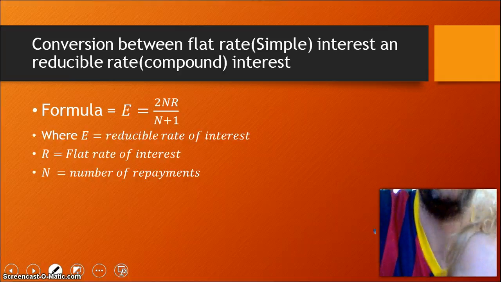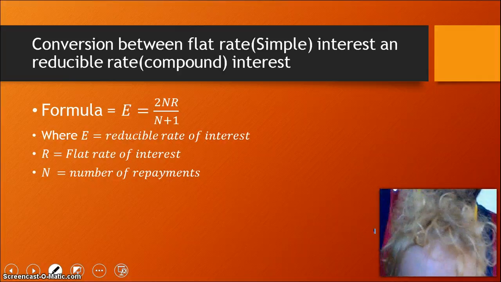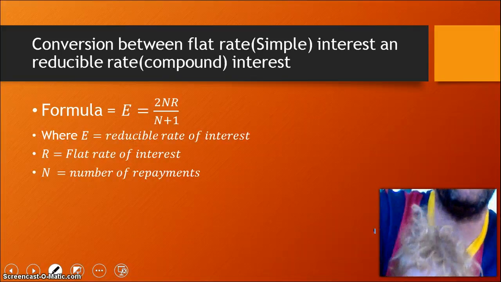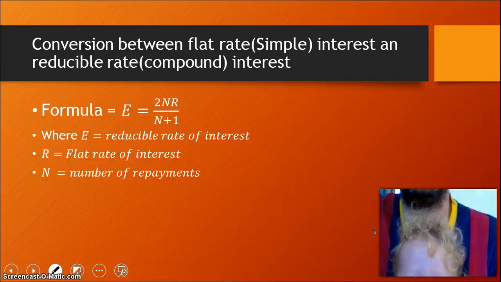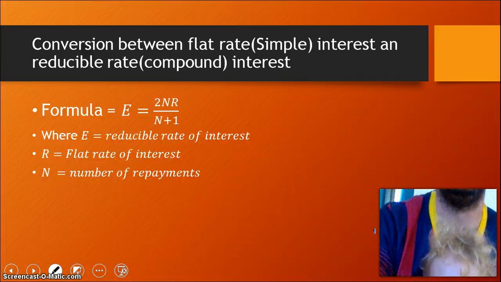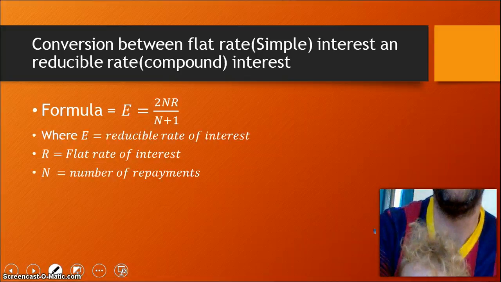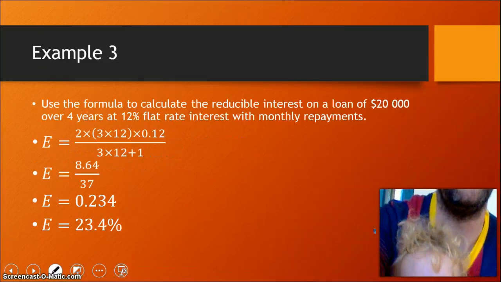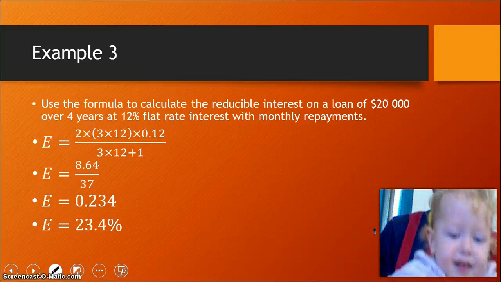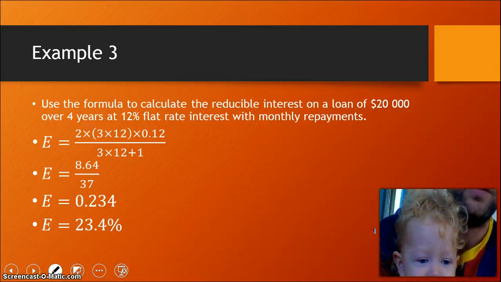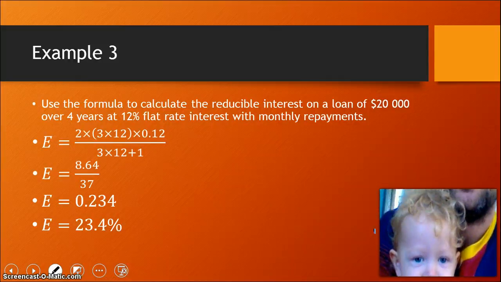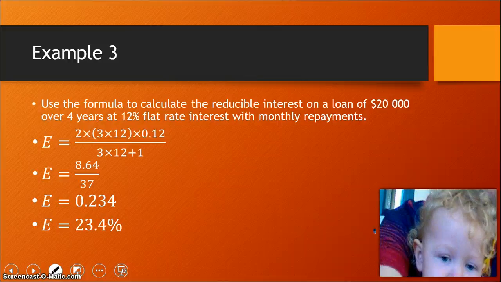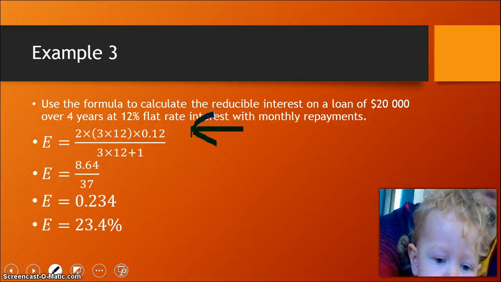So, last two. These are the more advanced questions. I'm going to go through one example and then I'll leave you to it. So here's our formula. This one you don't get on your formula sheet either. It's a conversion between flat rate simple interest and reducible rate or compound interest. You'd be given that in the question if it's in the HSC. To do our repayments, essentially all we've got to do is convert between the two. So here's our equation. I've substituted the values in. Out comes the answer, 23.4%. Always remember when you're doing this one, your interest rate has to be a decimal.